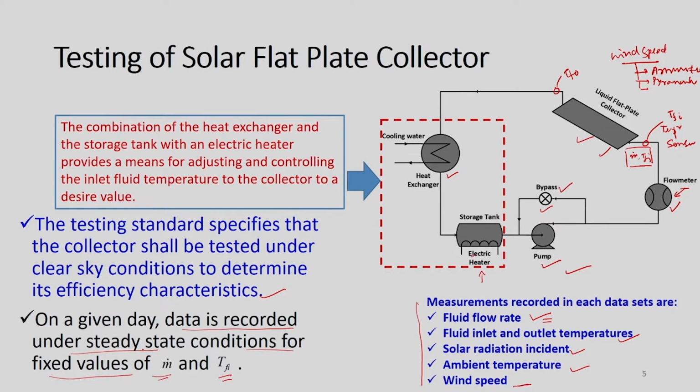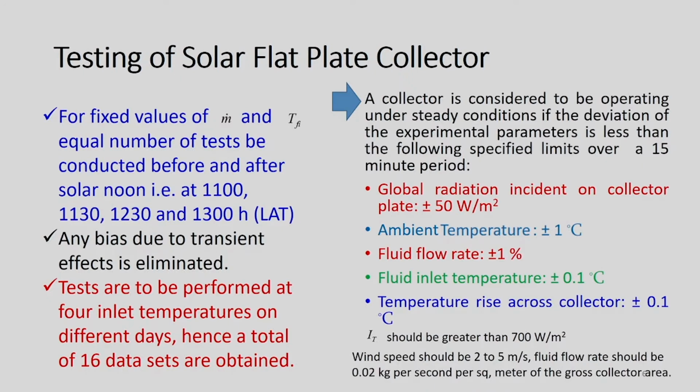What are steady state conditions? A collector is considered to be operating under steady state conditions if the deviation of the experimental parameters is less than the following specified limits over a 15 minute period. The variation of global radiation incident on the collector should be within ±50 W/m², ambient temperature within ±1 °C, fluid flow rate ±1%, fluid inlet temperature variation ±0.1 °C, and temperature rise across the collector within ±0.1 °C.